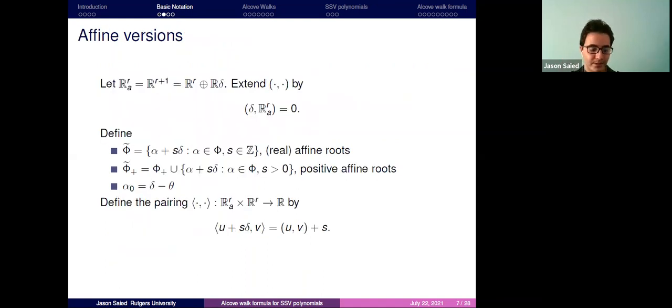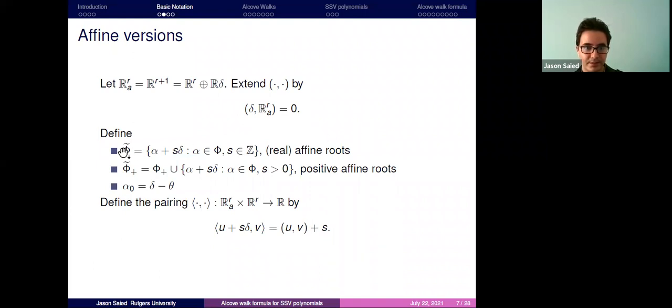And of course, we have the affine versions of all of this. So I'll just put a subscript A on the Euclidean space to say that this is the extended space where we add our usual extra basis vector delta, and we extend our form by saying that delta pairs with everything to 0.